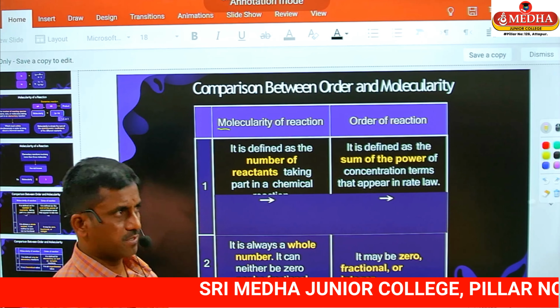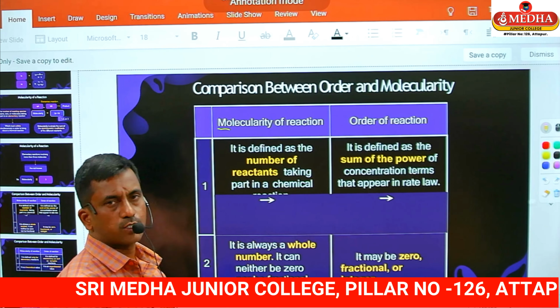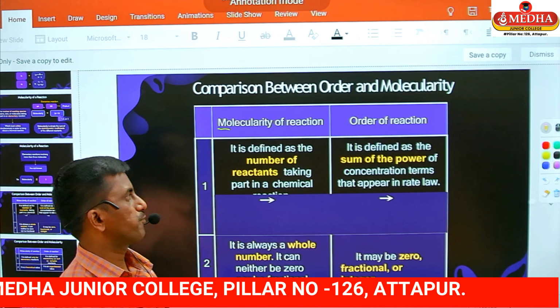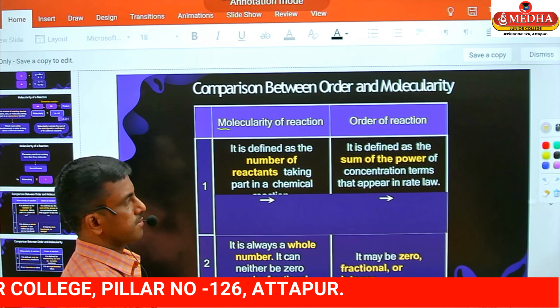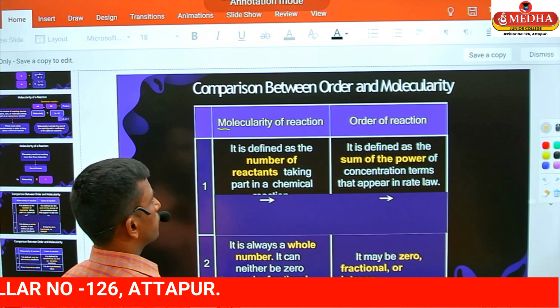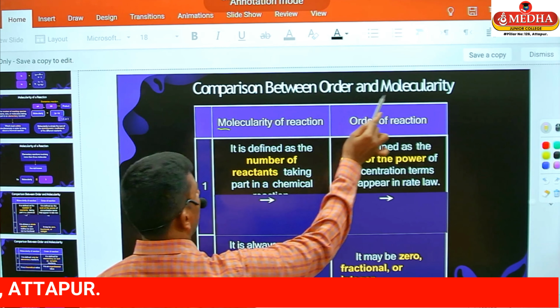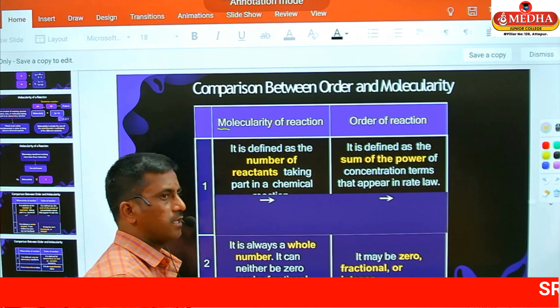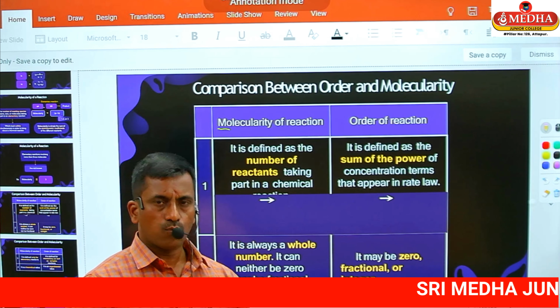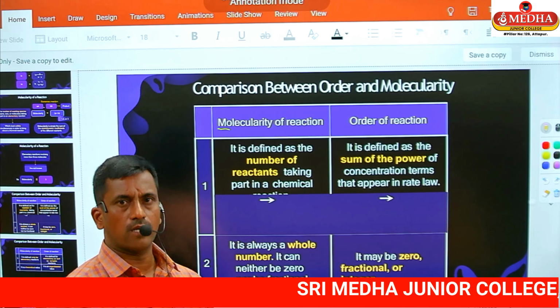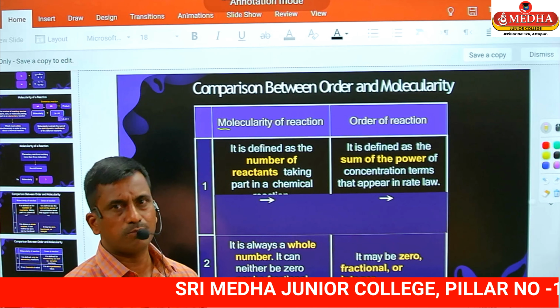Today we discuss the Chemical Kinetics chapter, second year chemistry. In this chapter we discuss a very important concept: the comparison between order of reaction and molecularity of the reaction. That means, what is the difference between order of reaction and molecularity of the reaction?